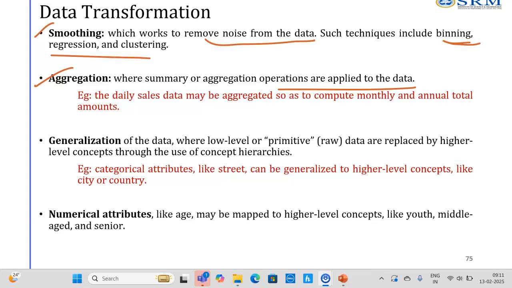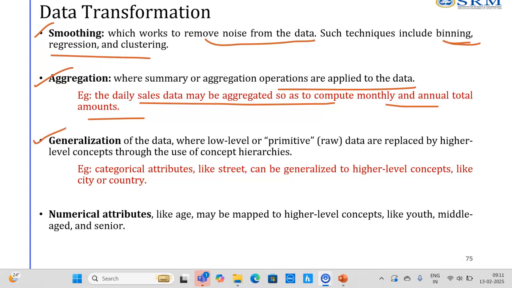Suppose you have 4 files, each file for a week, so for a month you have 4 files. All those 4 files can be aggregated into a single file, so that you have only a single file for a month. That is what is meant by aggregation. The daily sales may be aggregated so as to compute monthly and annual total amounts.